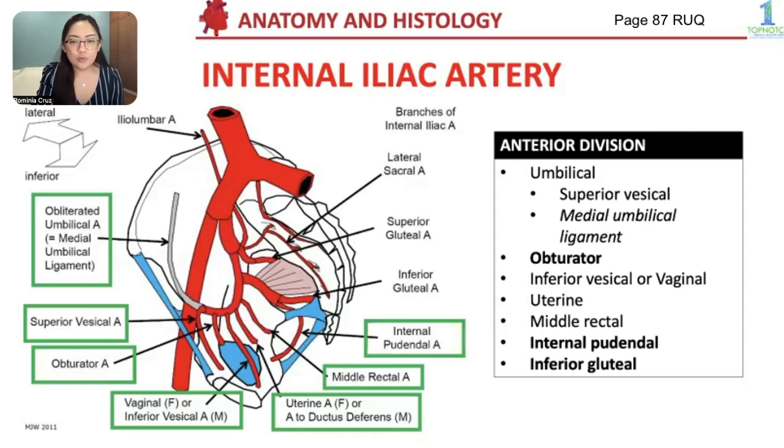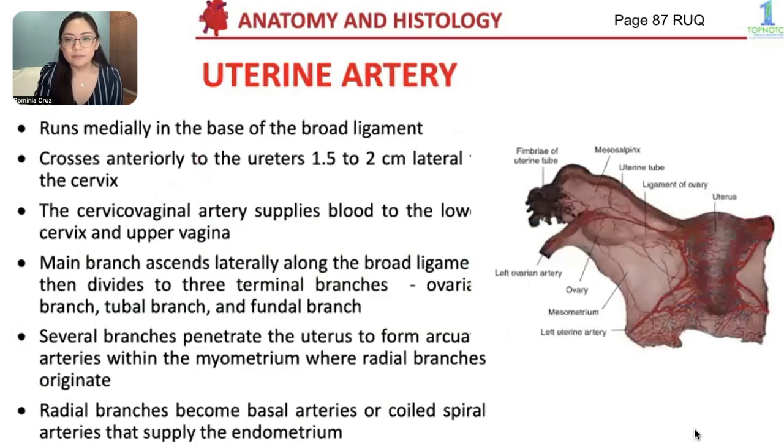And the last two parietal arteries would be your internal pudendal artery, predominantly supplying your perineum and the muscles of your anal canal, and your inferior gluteal artery, supplying the gluteus maximus, your piriformis, and your quadratus femoris muscles. Okay, so yan ang ating internal iliac artery. And it supplies a majority of your pelvic organs.